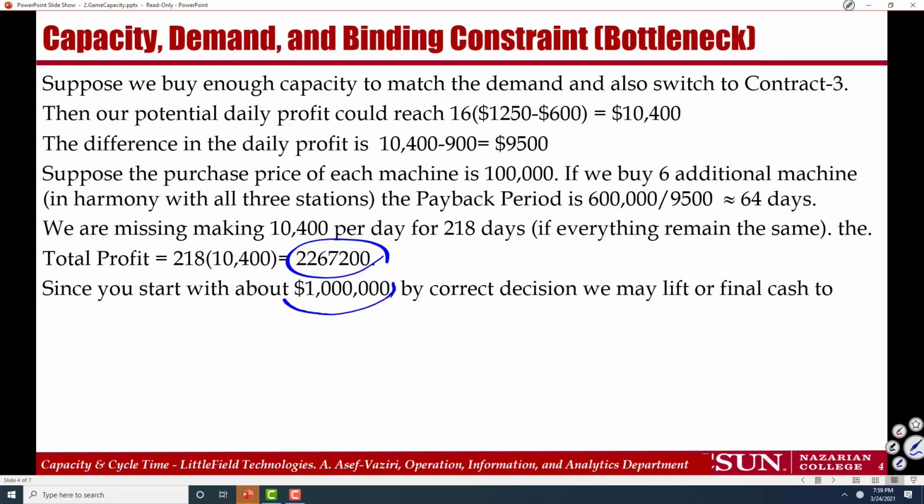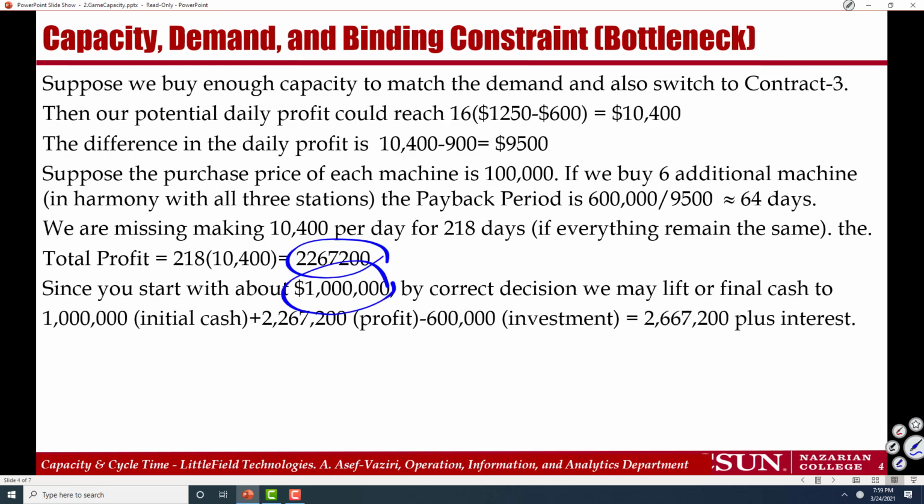And because you start the game with $1 million, and if you have spent $600,000 on machines, you can still finish the game by $2,500,000, $2,600,000 plus interest, 10% interest that you can gain throughout the game.